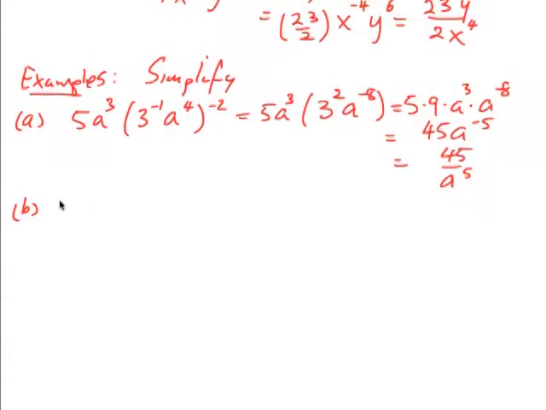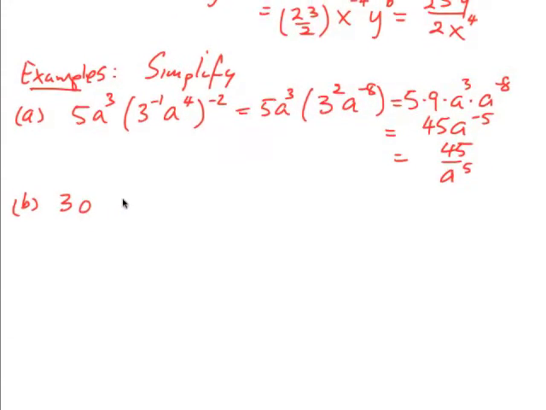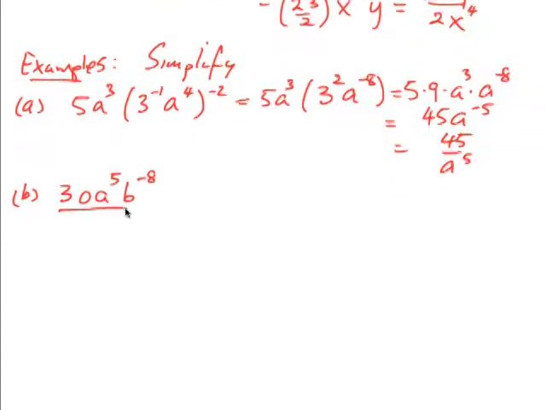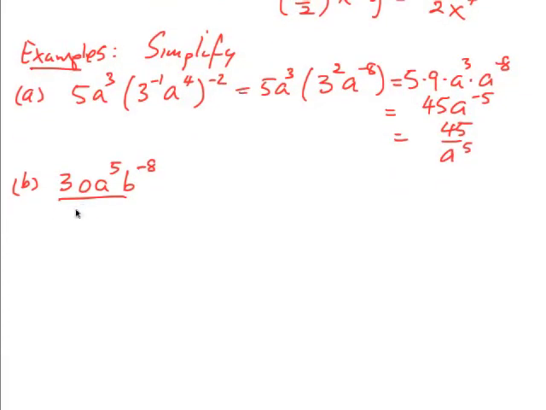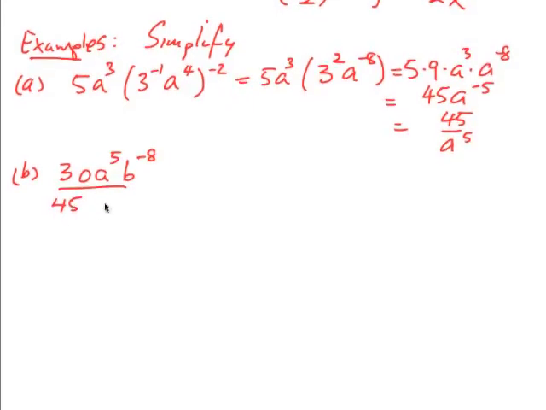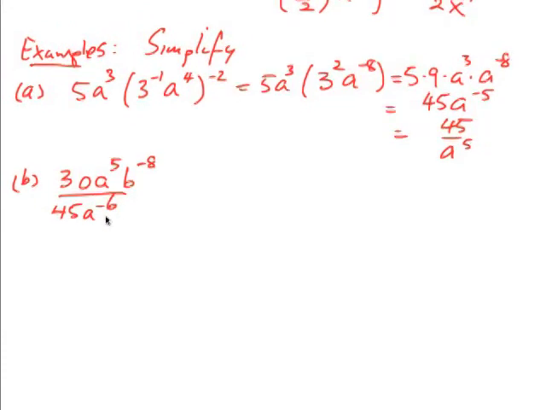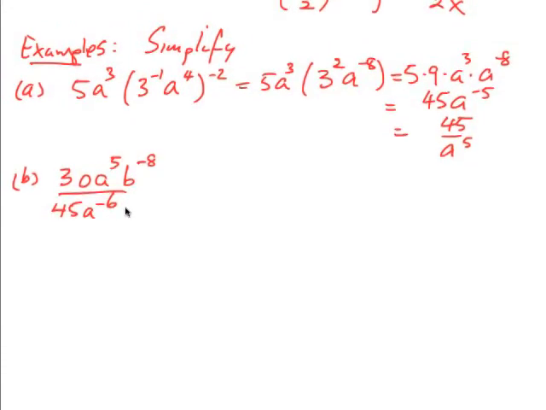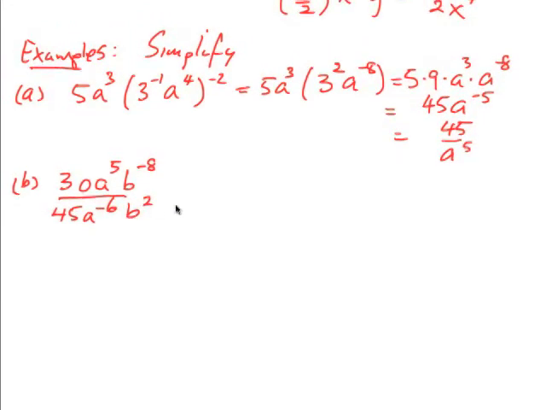Right, part B. Let's suppose I have 30 a to the 5 by b to the negative 8, and we're dividing by 45 a to the negative 6 and b to the 2.